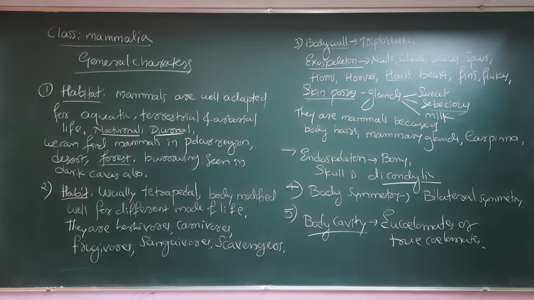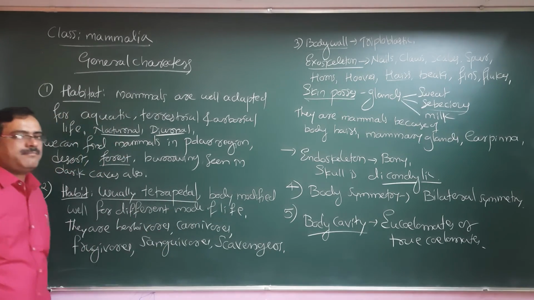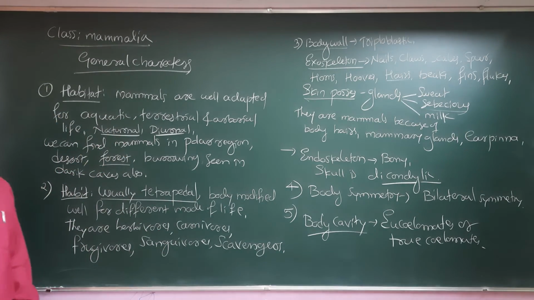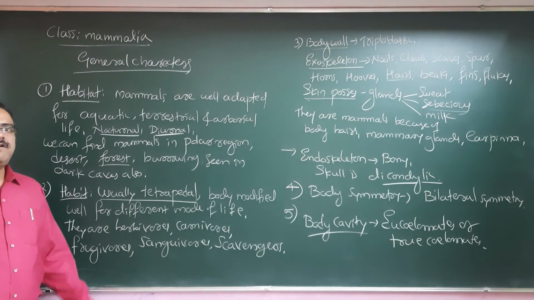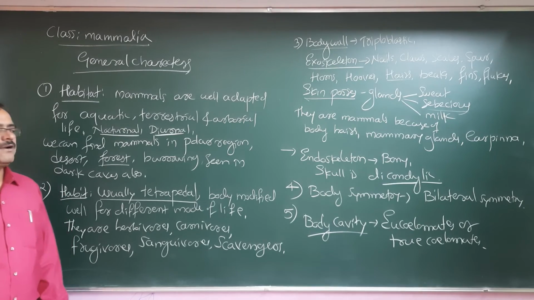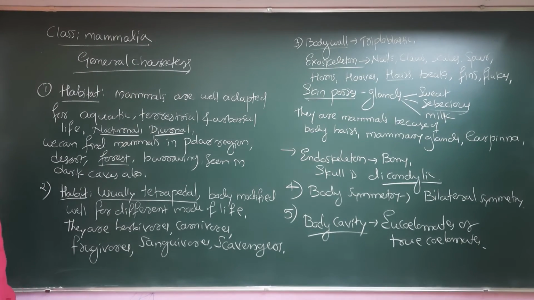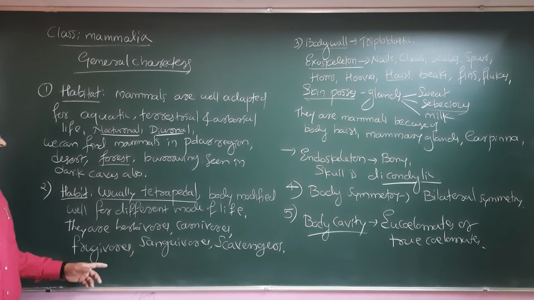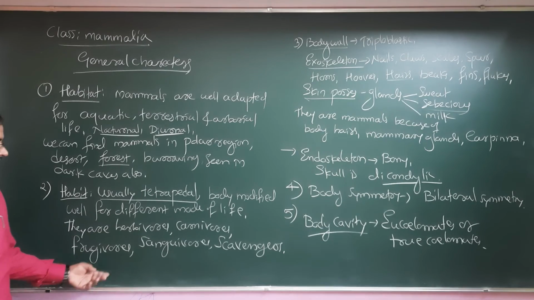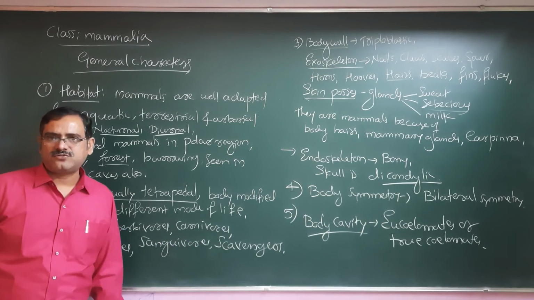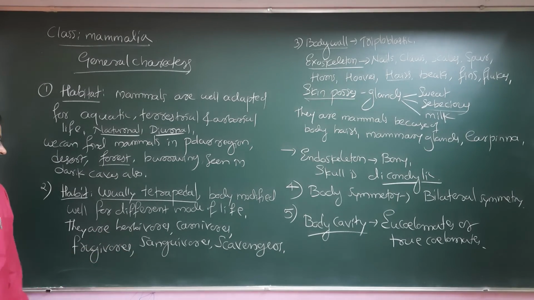Looking into the habit, usually tetrapedal, but in the case of whales and dolphins, they don't have four legs. Whatever they have, the two legs are modified into paddle-like pectoral fins meant for swimming. Body modified well for the different modes of life. They are herbivores as well as carnivores. There are frugivores, fruit eaters, sanguivores, and they can be scavengers also. They may be coprophages, which are dung eaters, we can say.